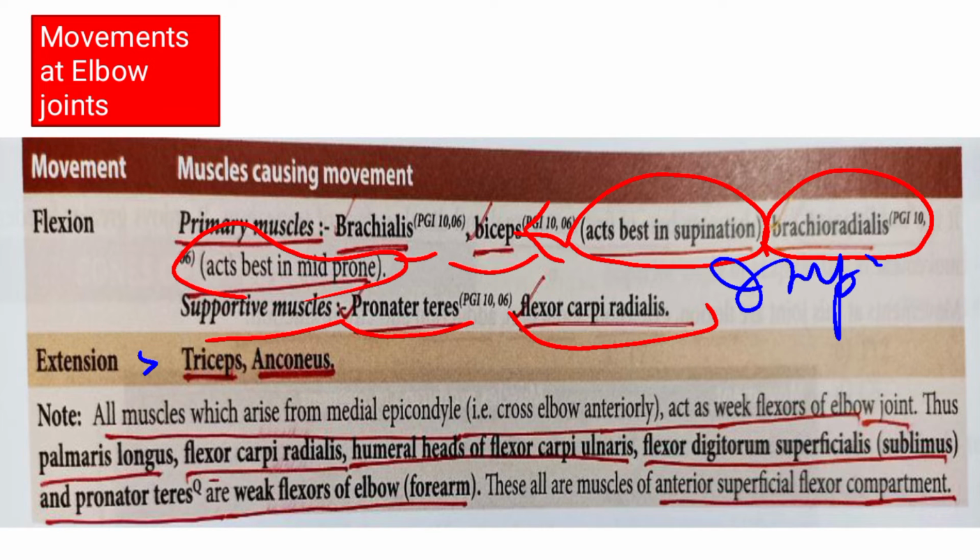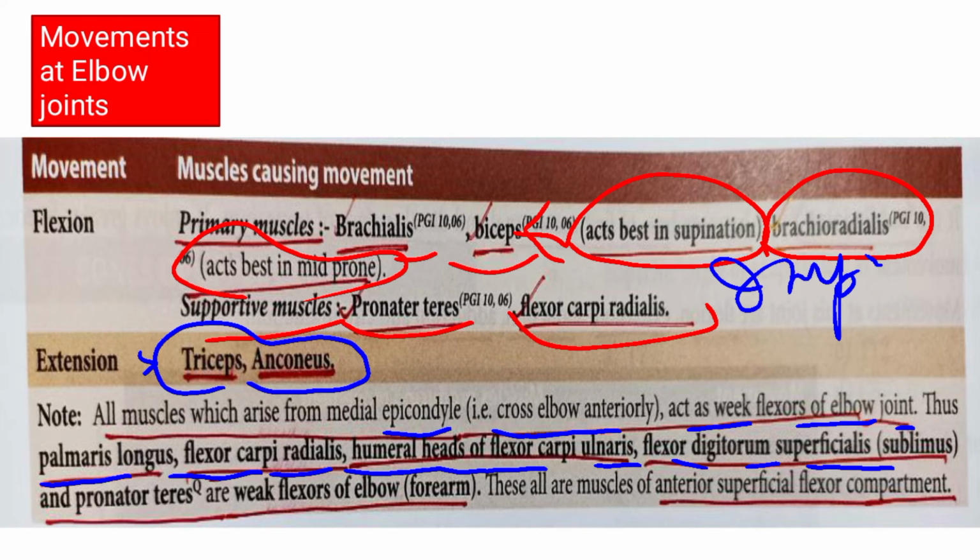Now in extension, the triceps and anconeus muscles are included. Note that all the muscles which arise from the medial epicondyle and cross the elbow anteriorly act as weak flexors of the elbow joint. Thus palmaris longus, flexor carpi radialis, humeral head of flexor carpi ulnaris, flexor digitorum superficialis, and pronator teres are weak flexors of the elbow. These are all muscles of the anterior superficial flexor compartment.